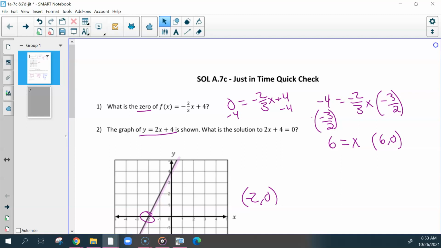So for number 1, remember 0 is another word for x-intercept. So your 0 for this one, if you solved it, this was the word for that. If you put that in your calculator or Desmos, you would have got the intercept of (6, 0).